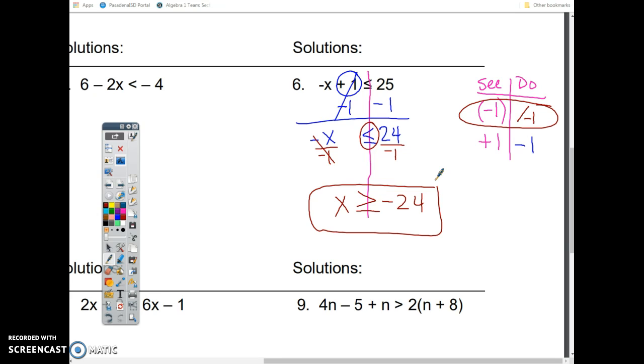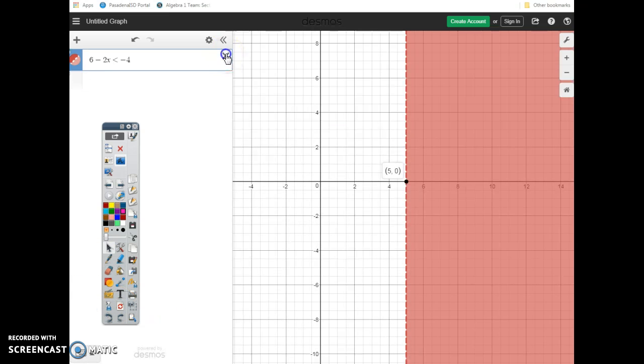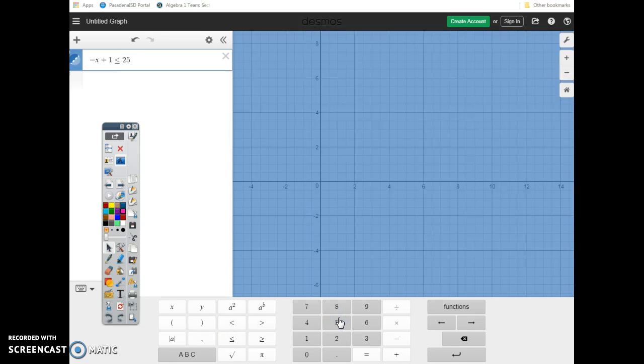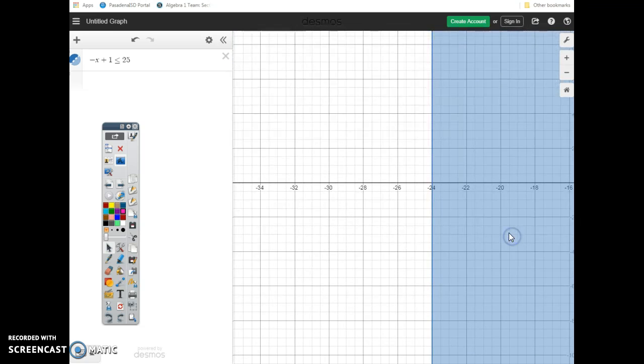Go check it in decimals. I want you to put the whole thing in the calculator. So we have negative x plus 1 less than or equal to 25. So look at this. You have to go all the way back to negative 24. So you just have to move it, right?